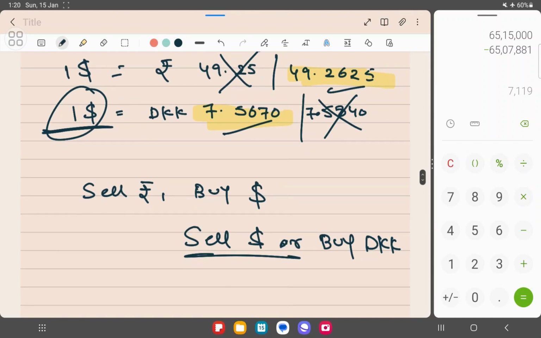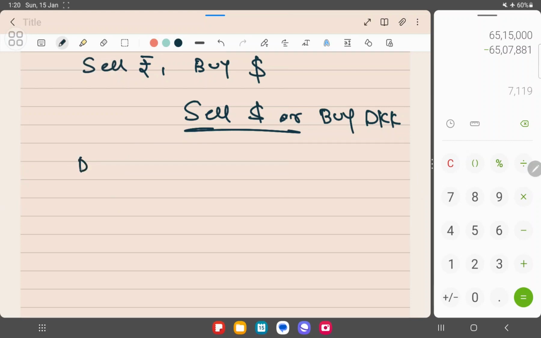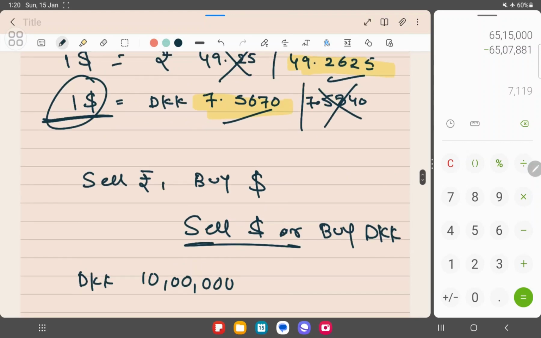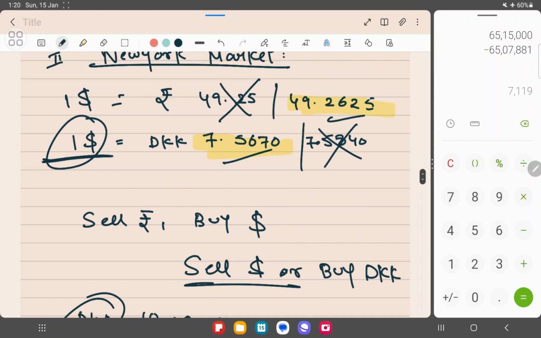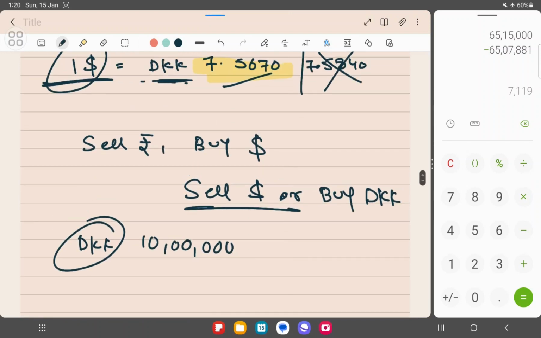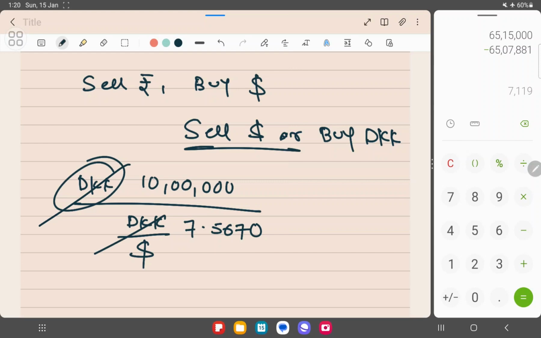Now what do we do? Divide or multiply. For that we see the exposure. The initial exposure in the question given to us was DKK 10 lakh. Write it down. Now if you see the quotes, where do you find DKK? This one, the second quote, but unfortunately DKK is quoted against dollar, it's a direct dollar quote, so we have to divide by 7.5670. So this is basically DKK by dollar, 7.5670, so DKK will cancel out.